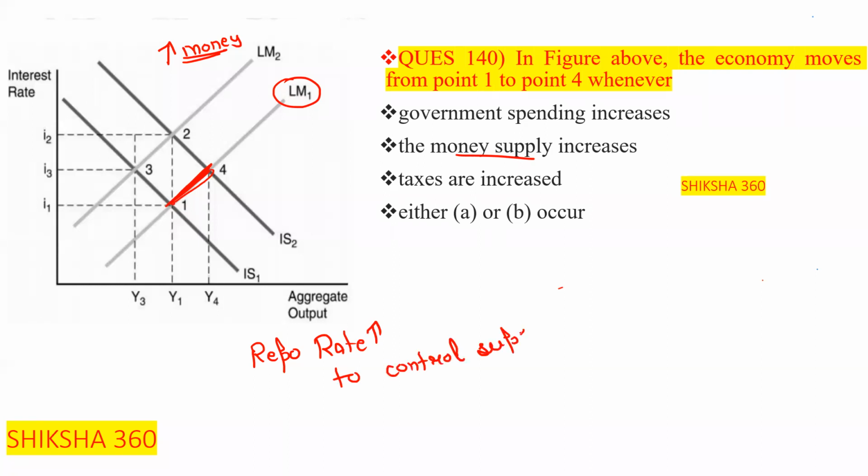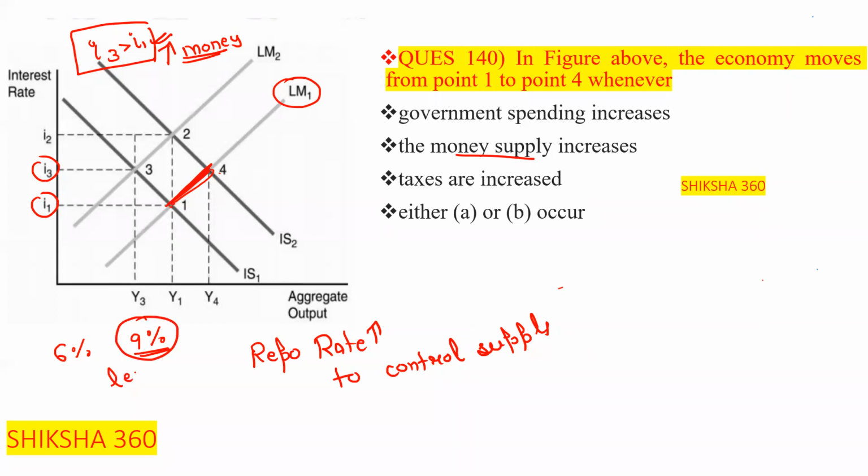So how can you say that the interest rate increases? At point 1 the interest rate is I1, and at point 4 the interest rate is I3. We know that I3 is greater than I1. If the interest rate increases, earlier the loan was given at 6%, now, for understanding purposes, say it is 9%. So now people will take less loan.